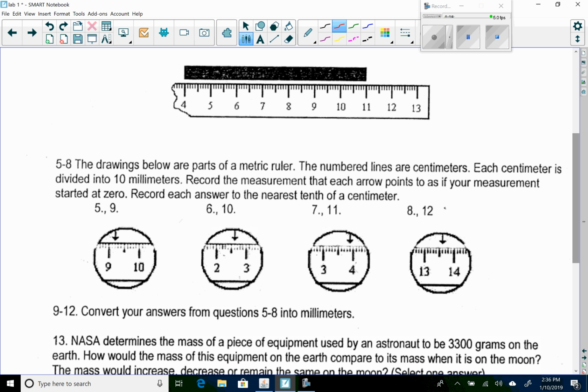For questions 5 through 8, the drawings below are parts of a metric ruler. The numbered lines are centimeters. Each centimeter is divided into 10 millimeters. Record the measurement that each arrow points to as if your measurement started at 0. Record each answer to the nearest tenth of a centimeter. For questions 5 through 8, use the following 4 pictures below.